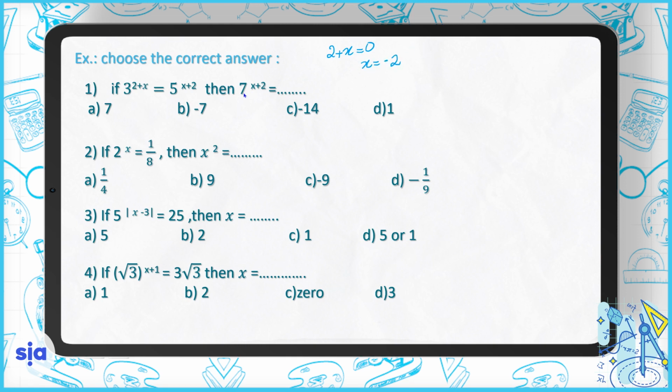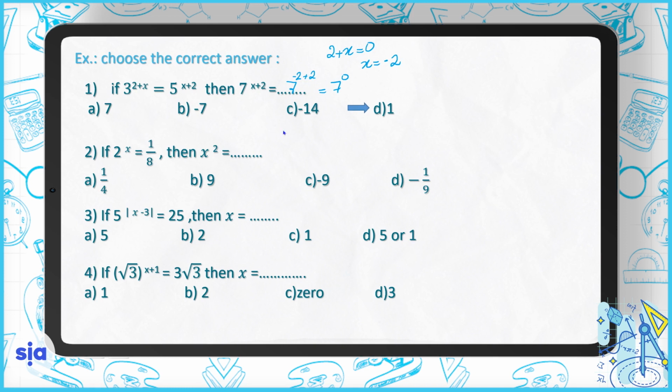In order to find 7 to the power of x plus 2, this means 7 to the power of negative 2 plus 2, which is 7 to the power of 0, and we know that anything to the power of 0 is 1.